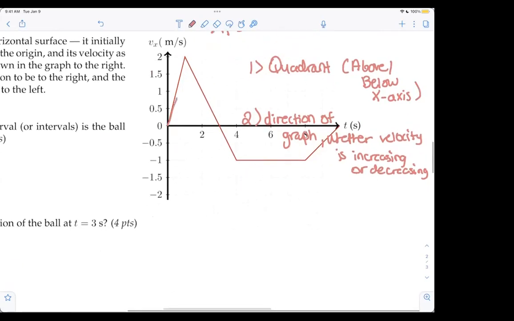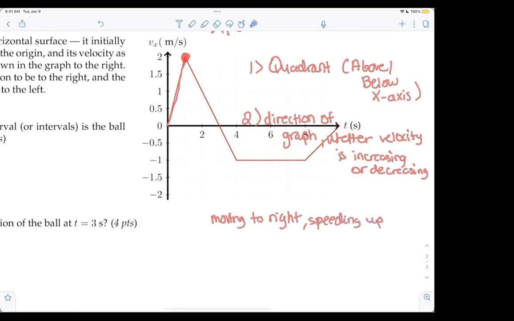So in that section here, moving to the right. And then the second principle is looking at the direction of the graph, whether the velocity is increasing or decreasing, right? So I go from 0 to 2 meters per second. So naturally I'm speeding up, right? Because I increased in velocity.